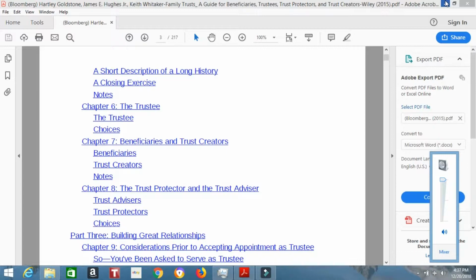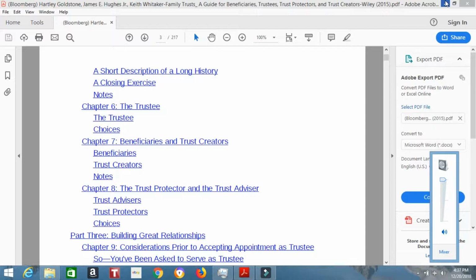Part 3, Building Great Relationships. Chapter 9, Considerations prior to accepting appointment as trustee. So you've been asked to serve as trustee. Now for some homework. If you are new to the Trustscape, understanding the technical side. Almost there. A final step.